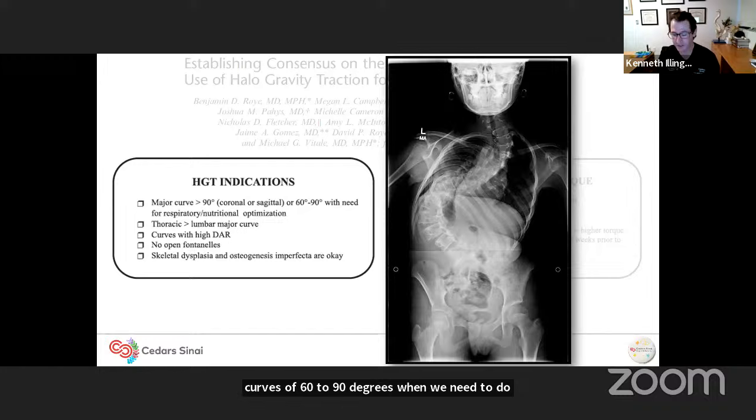Certainly thoracic curves do a little bit better than lumbar curves in terms of getting correction. However, I certainly don't shy away from severe lumbar curves and proceeding with some type of traction as well. Curves with high DAR, DAR is your deformity angular ratio, which is essentially a measurement of the angularity of the spine. So if you have a large curve that has a very sharp angle at the apex, that's a spine that has a high risk of neurological signal change intraoperatively, potential for neurological changes intraoperatively.